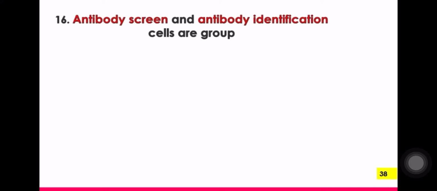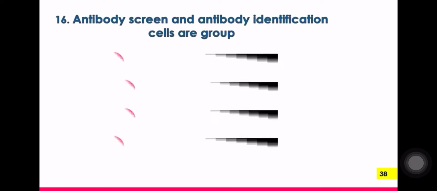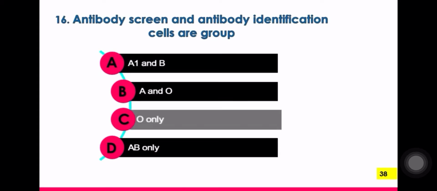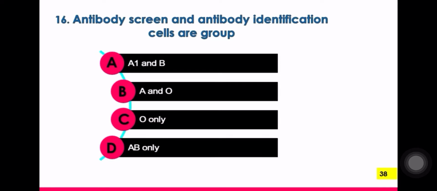Next, for number 16, antibody screen and antibody identification cells are grouped: A, A1 and B, B, A and O, C, O only, D, AB only, or E, which I haven't included there, any ABO group. Again, antibody screen and antibody identification cells are grouped. Okay, correct answer is letter C, O only.